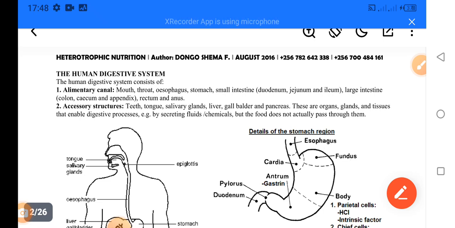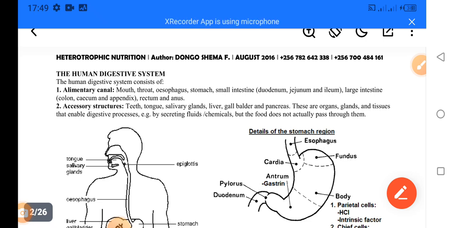Then when we come to the large intestine, this one is also made up of three parts. One is the colon, the cecum, and the appendix. Then we also have the rectum and the anus. As we say that digestion begins from the mouth and ends in the anus. You remember that. Then we have what we call accessory structures.